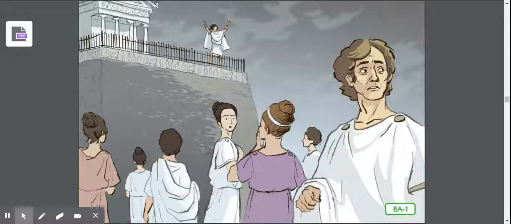So why did King Darius want to punish the Athenians? Remember, although the Greek city-states were their own little countries, they still helped out other city-states if they were in trouble, and that's what the Athenians did.